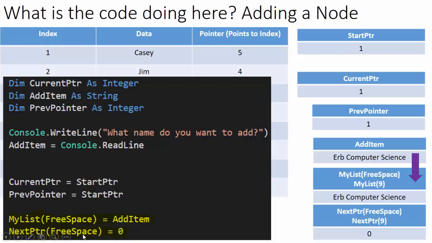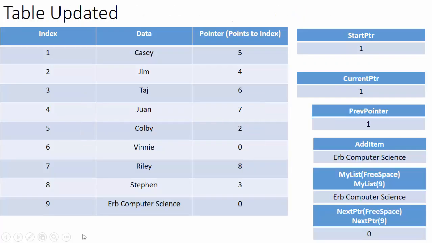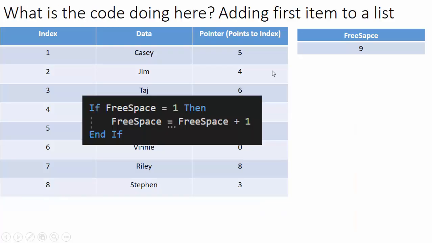If it goes at the end, it's possible none of our other code runs because it's not less than, which means it would need to be the end of the list. So let's jump into the next part of code, which is this right here. Our table is updated. We added the items. Herb Computer Science has a pointer of 0. We haven't updated my pointer yet. My pointer will point to Jim, and we will do so momentarily. That's what the next code does. Don't forget, we have to increment the free space. Our free space was 9. Our free space then becomes 10.